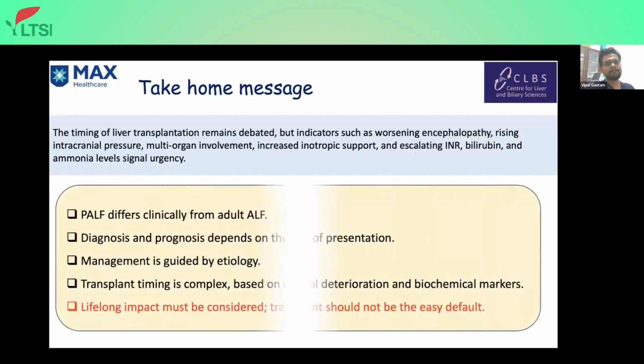Next. So PALF is different. Diagnosis depends on age of presentation. Management is guided by etiology, and transplant timing is complex, as we discussed already. The most important thing is that lifelong impact must be considered in children. Transplant should not be the easy default. Thank you.